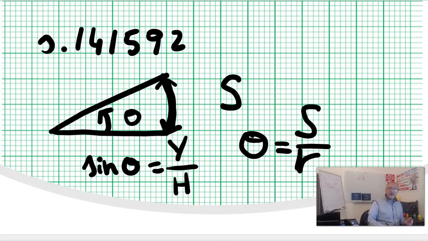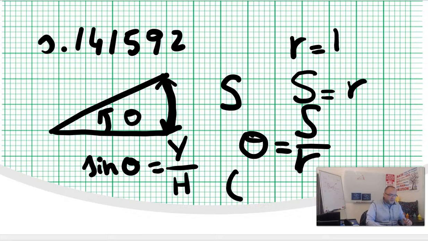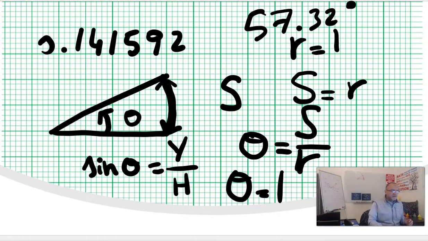Now, when is S equal R? If in a unit circle R equals 1, when does it happen that S equals R? S equals R happens when theta in radians is going to be 1. And that's your radian, and that's your pi. It happens, in degrees, at 57.32 degrees.